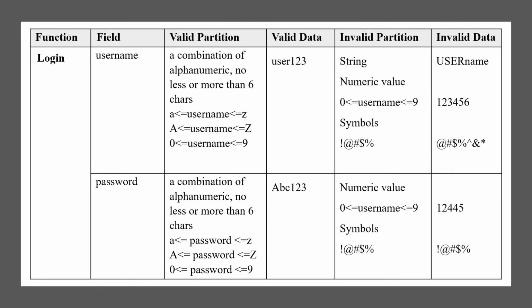The first function of boson is login. So it contains two test fields which are username and password, and both test fields have a same valid partition, which is a combination of alphanumeric and no less or more than 6 characters. It means it can contain the alphabet A to Z, lowercase and uppercase, and also the number from 0 to 9.